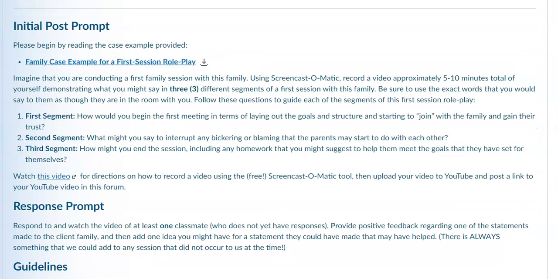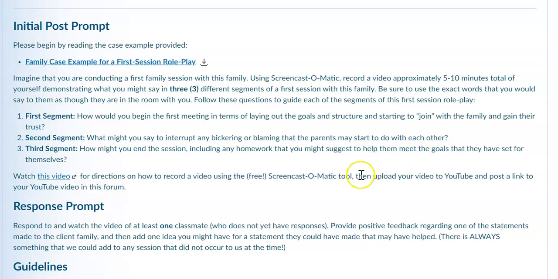In the first segment, how would you begin the first meeting in terms of laying out the goals and structure and starting to join with the family so you can gain their trust? In the second segment, what might you say to interrupt any bickering or blaming that the parents may start to do with each other? And then the third segment, how might you end the session, including any homework that you might suggest to help them meet the goals that they have set for themselves.